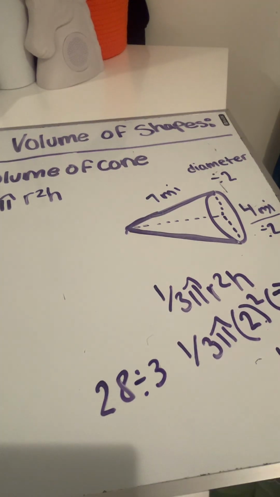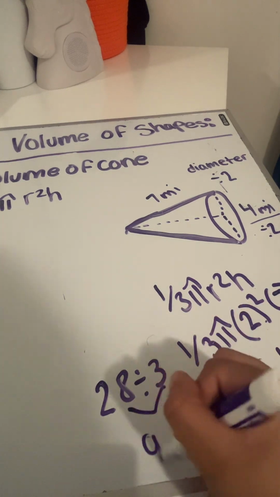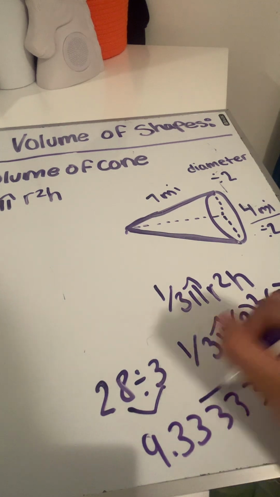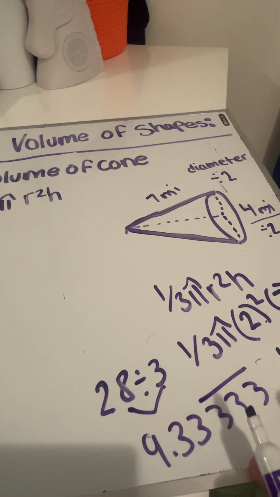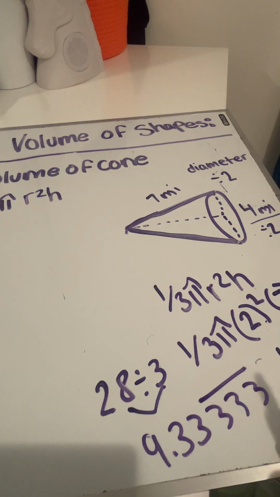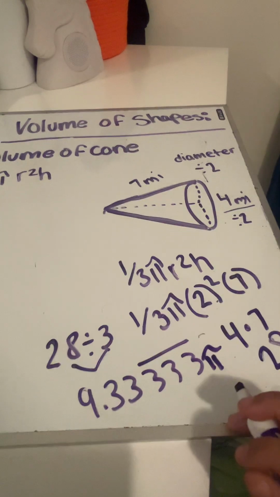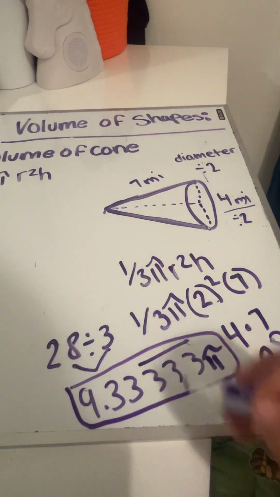And you could do it in your calculator if you have one. But when you actually calculate it, you're going to get a decimal. You're going to get 9.3333 repeated. And when I do that, I just do a line on the top so it could show that it's repeated. And then you just keep the pi sign with the answer. Like this. So this will be your answer.